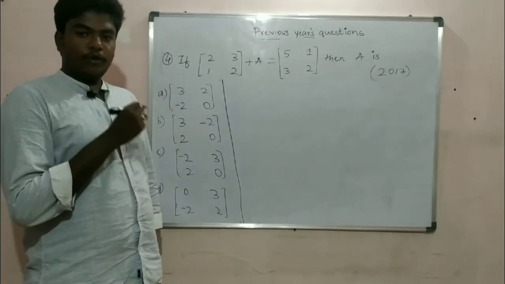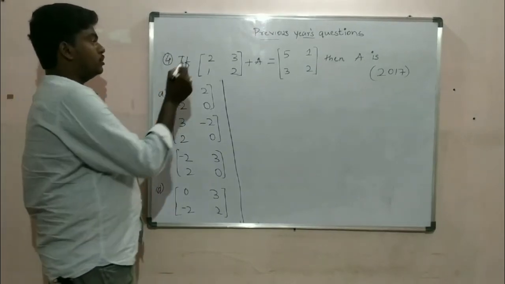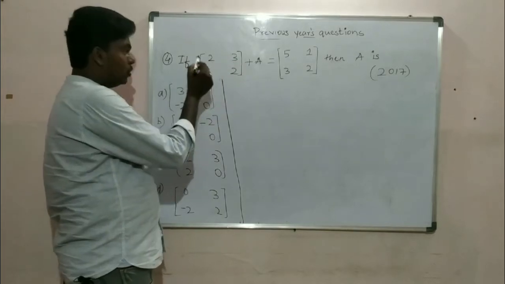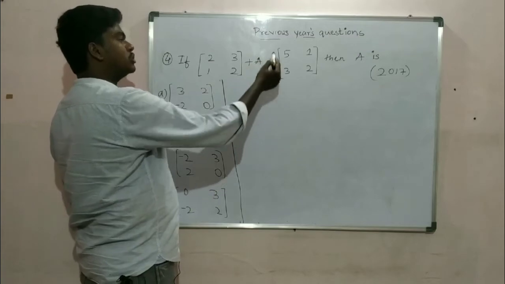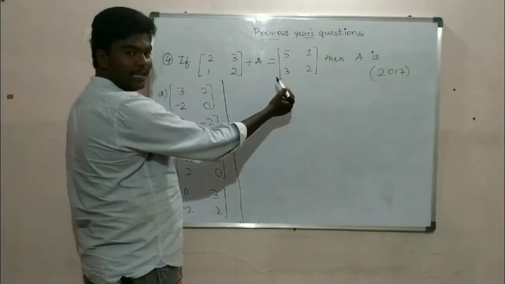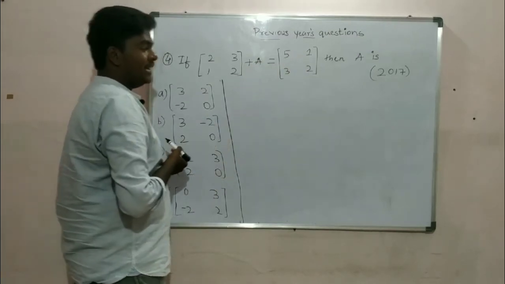Next one. Fourth problem. If [2, 3; 1, 2] plus A is equal to [5, 1; 3, 2], then A is.